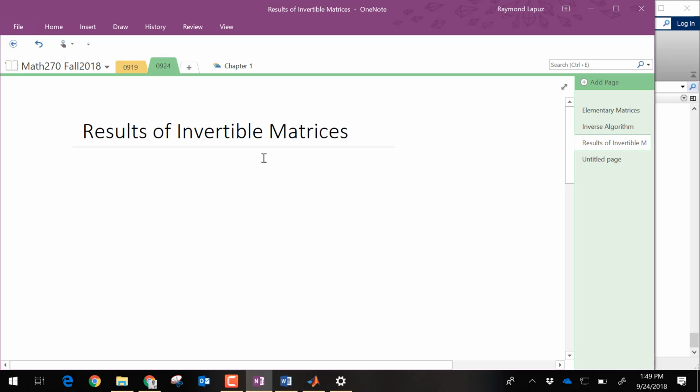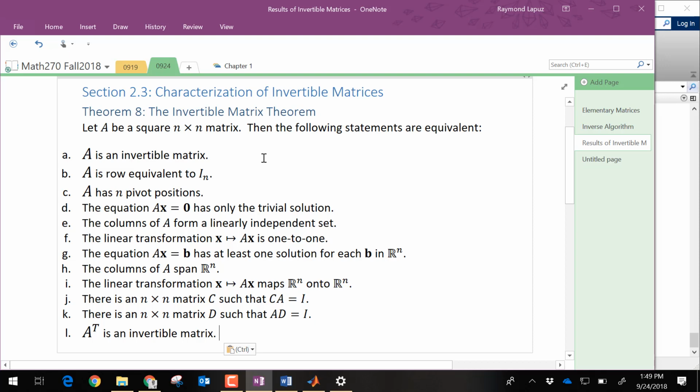So the idea behind finding the inverse of the matrix isn't just for the sake of finding the inverse of the matrix. It turns out that if you can find the inverse of the matrix, there's a whole slew of things that come with that.